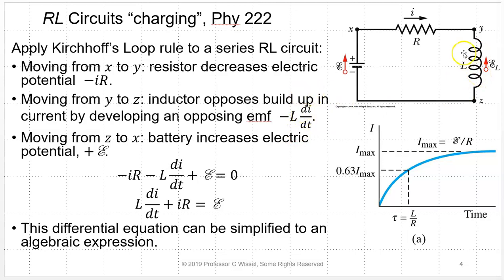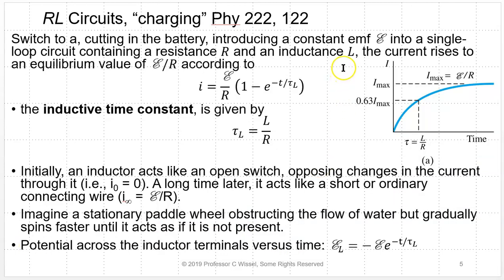It's Lenz's law. Then we go through the battery, from the negative to the positive terminal, so it's going to increase by positive E. We put this all together: minus IR minus L di/dt plus E equals 0. We can reduce this a little bit and end up with L di/dt plus IR equals E. This is a differential equation, and we can solve it to an algebraic expression, which will be on the next slide. That's for both physics, calculus-based and non-calculus-based.